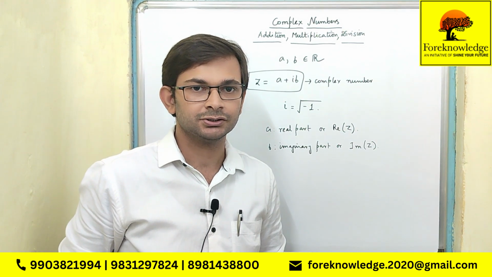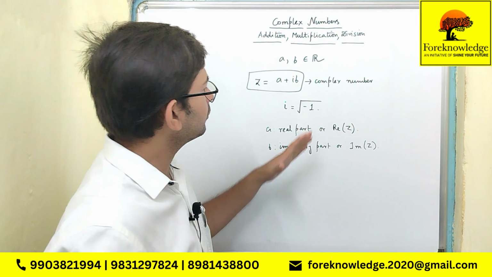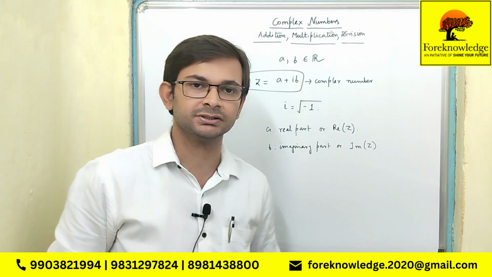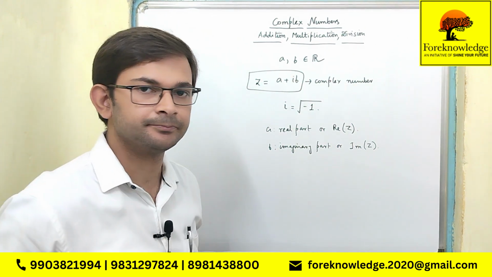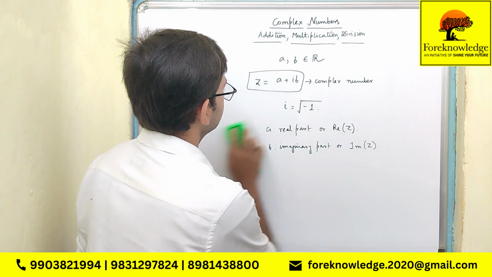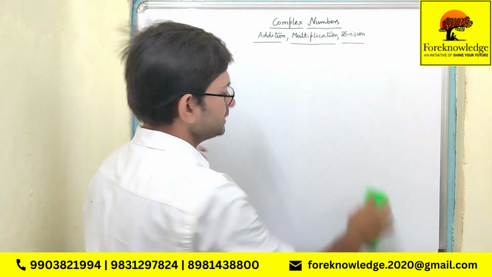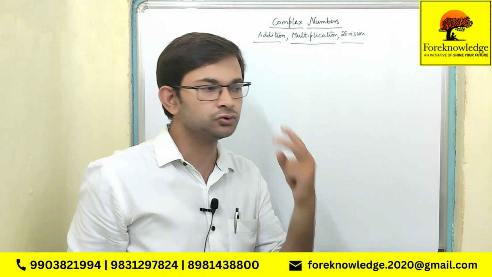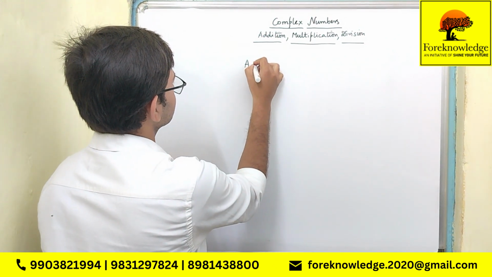Okay, so now we are going to discuss how to apply the algebraic operations on complex numbers. I hope this is clear. Now addition. Addition is a binary operation. Binary operation means you need two operands to get operated. So first is addition.